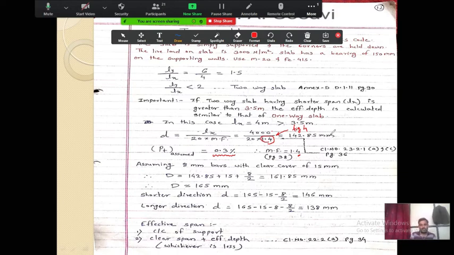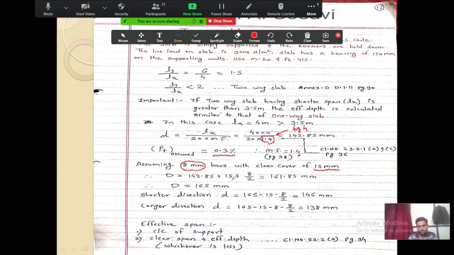So based on this effective depth, now calculate the overall depth. Here, instead of 10 mm, I have assumed 8 mm diameter bars. In the previous problems we assumed 10 mm bar diameter, but I have assumed 8 mm here. It doesn't make any difference. So assume 8 mm bars with a clear cover of 15 mm. So overall depth D is equal to 142.85 plus 15 plus 8 by 2, that is 161.85 mm.